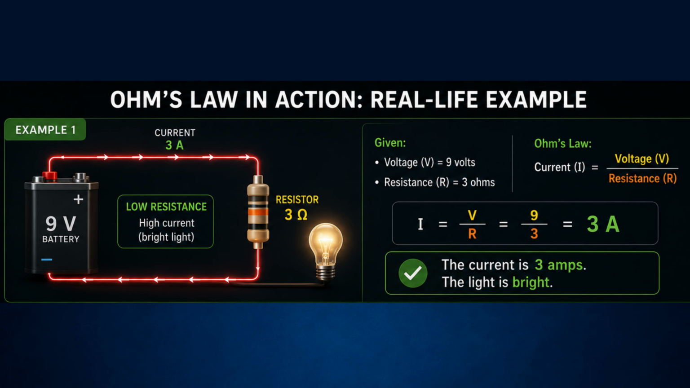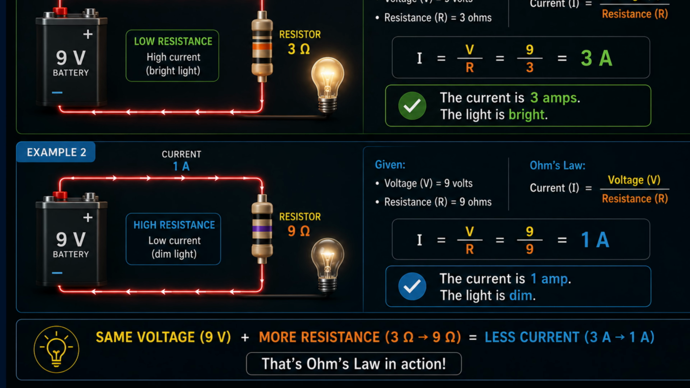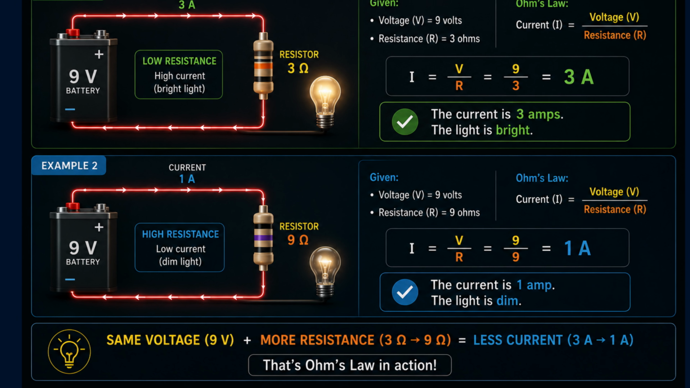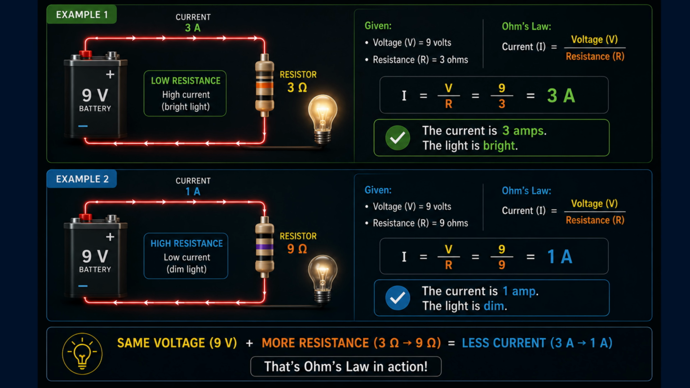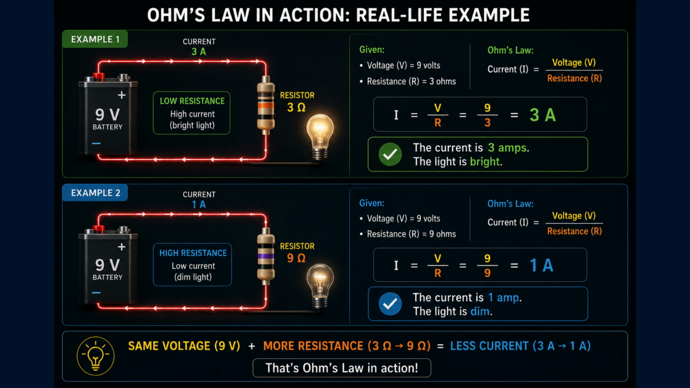Let's try a real example. Imagine a circuit with a battery providing 9 volts and a resistor with 3 ohms of resistance. Using Ohm's law, current equals voltage divided by resistance. So 9 divided by 3 equals 3. That means the current is 3 amps. Now watch what happens if resistance increases to 9 ohms. The current drops to only 1 amp. Same voltage, more resistance, less current. That's Ohm's law in action.